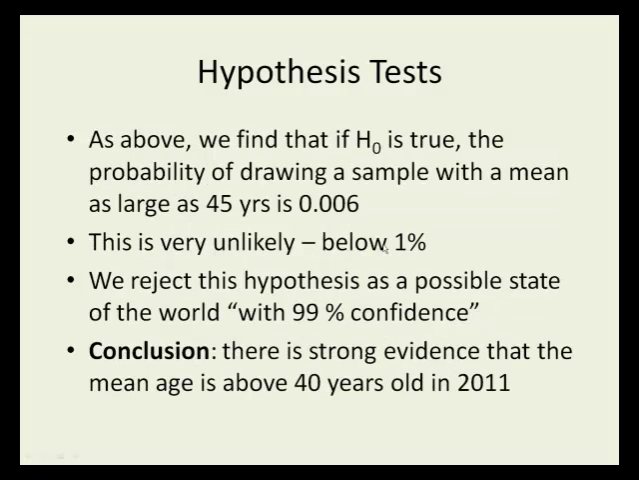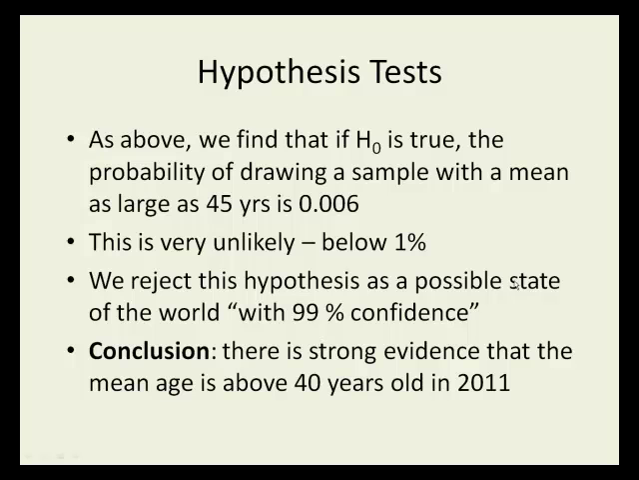That's very unlikely. It's below 1%. So if H0 is true, then the mean in the population is still 40. The chance of my finding 9 households with an average age of 45 years is well under 1%, which is incredibly unlikely, so I'd reject it.